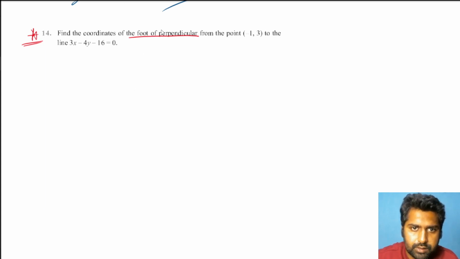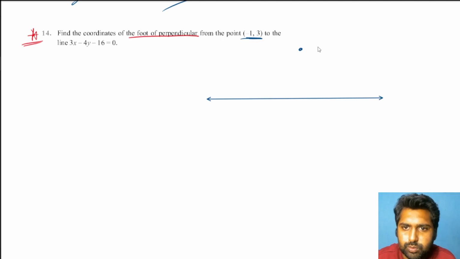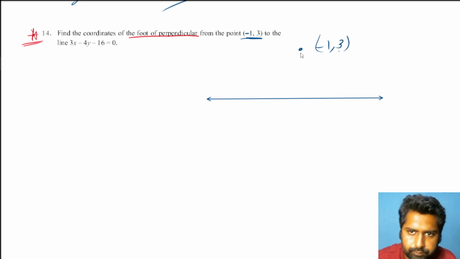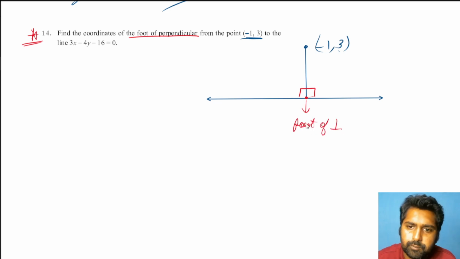Let's understand. Suppose you have a line and there's a perpendicular drawn from one particular point. Let's say this was minus 1 comma 3, and we have drawn a perpendicular from here. If we draw a perpendicular here, of course it will land at this point. We need to get this point. This is known as the foot of perpendicular, where the perpendicular will land on the line.